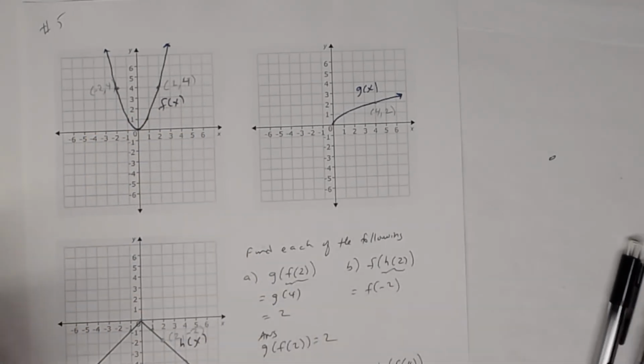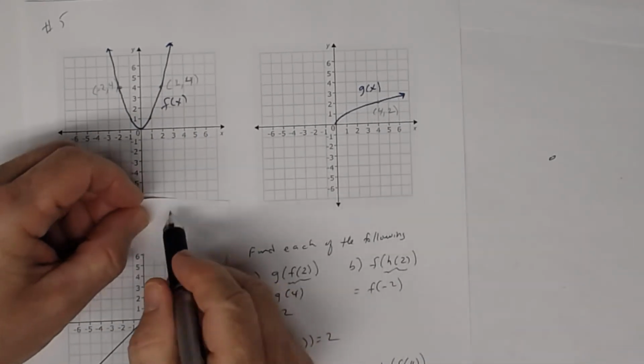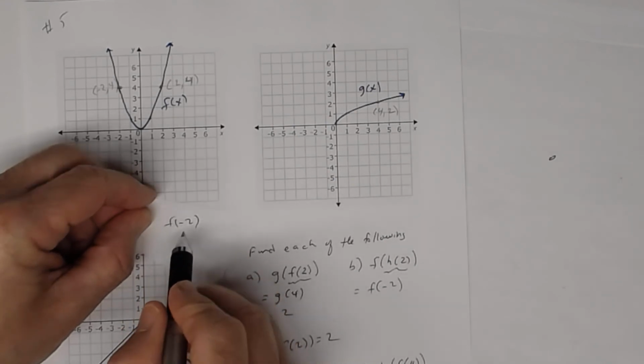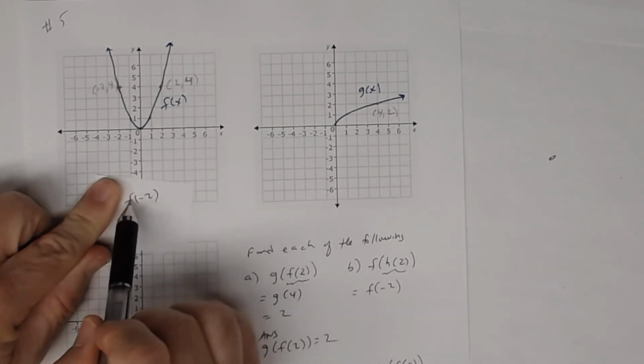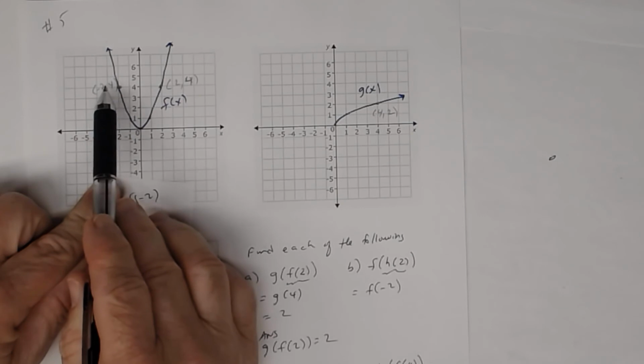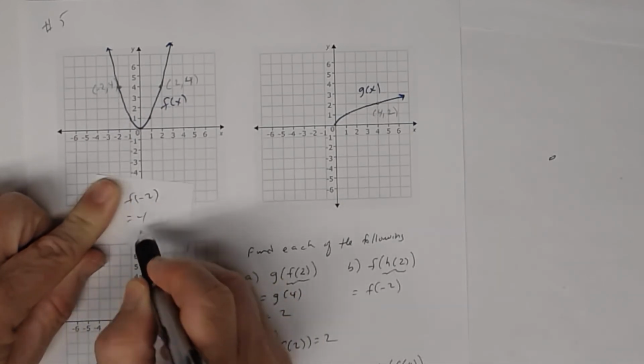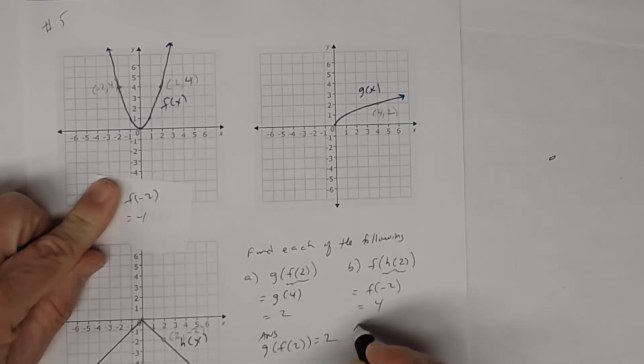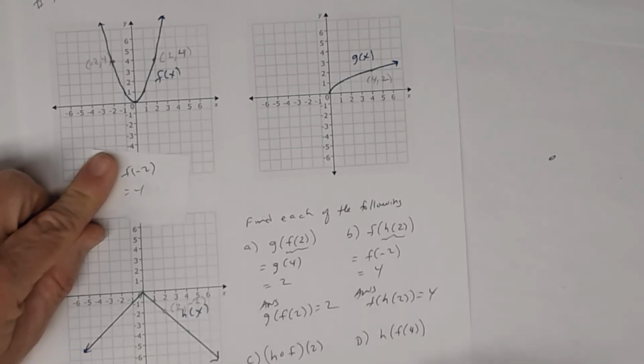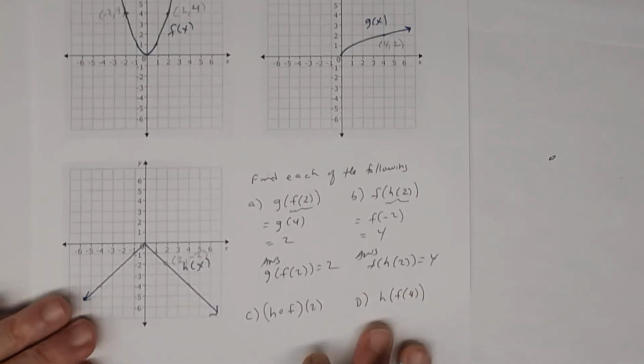So f of negative 2, and put that here, f of negative 2. What's the y value when x is negative 2? Well, when x is negative 2, the y value is 4. So it becomes 4. So therefore your answer, you're going to say f of h of 2 is 4. Okay? All right, C.